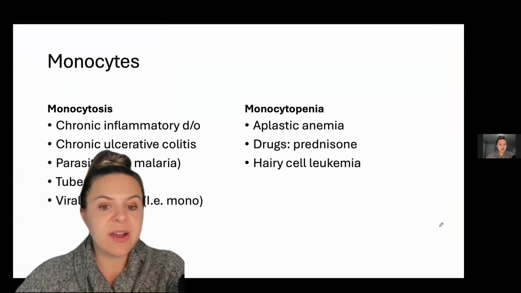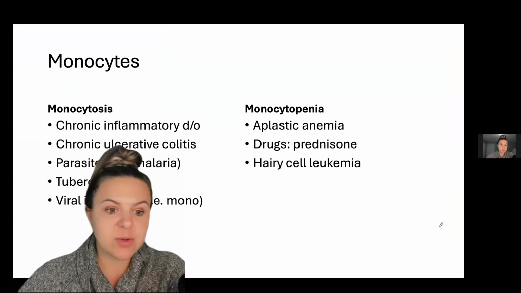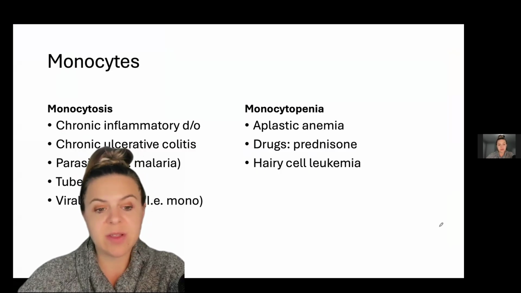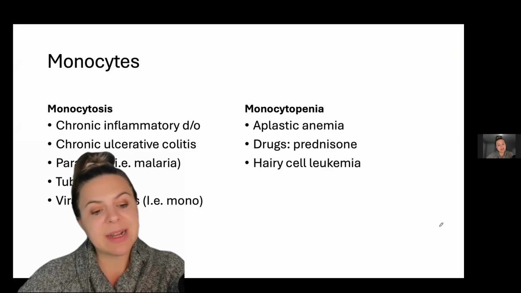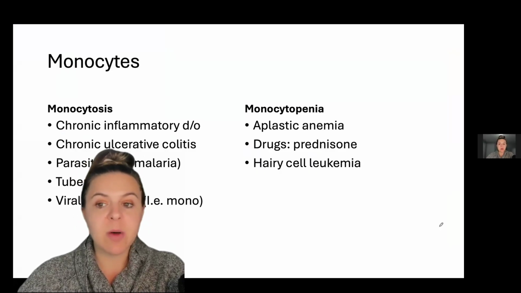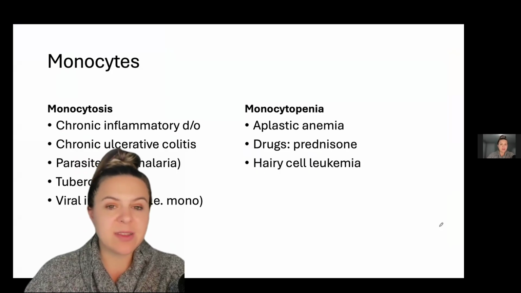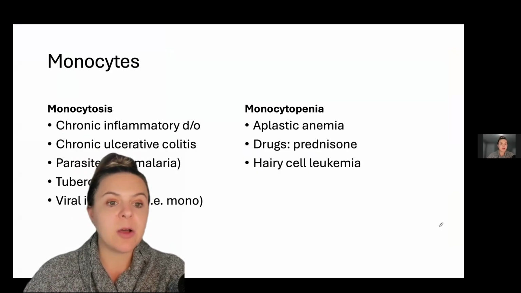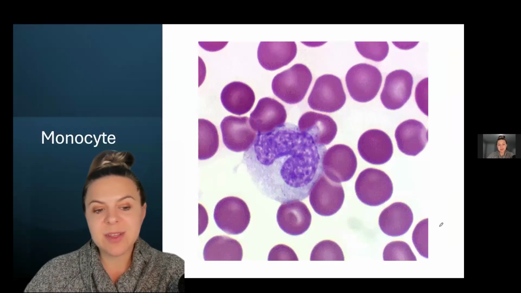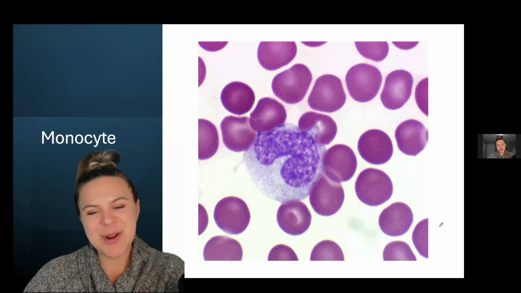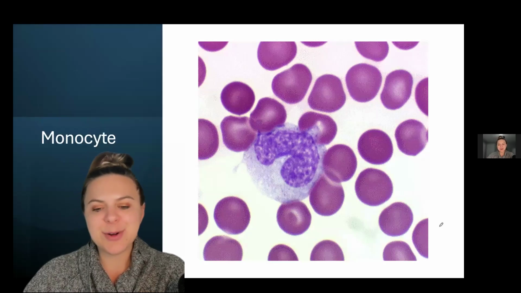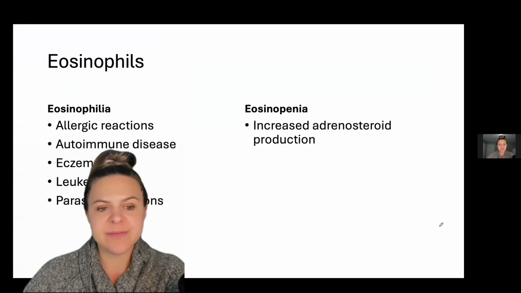Monocytes typically are going to be increased in a chronic inflammatory disorder or chronic ulcerative colitis. Also, parasites like malaria and tuberculosis, as well as mono and other viral infections. Aplastic anemias, drugs like prednisone, and hairy cell leukemia can lower monocyte counts. And this is our monocyte. It's a true kidney bean form, and we can see it has more cytoplasm present than in our lymphocyte cell.